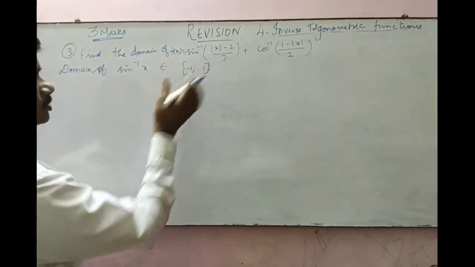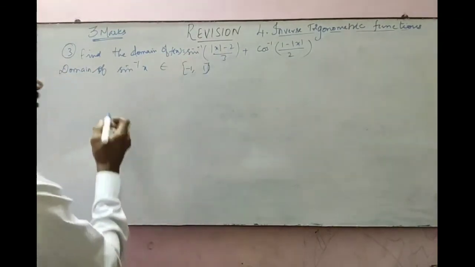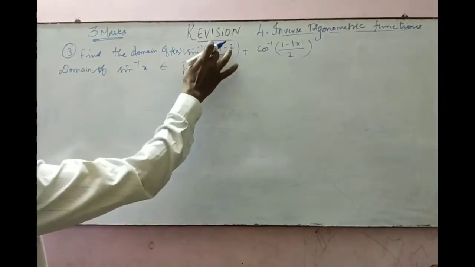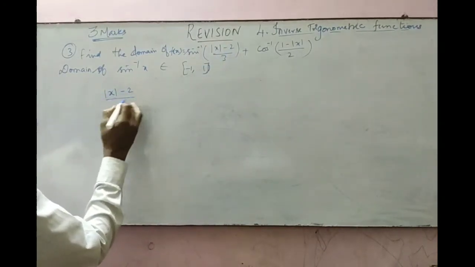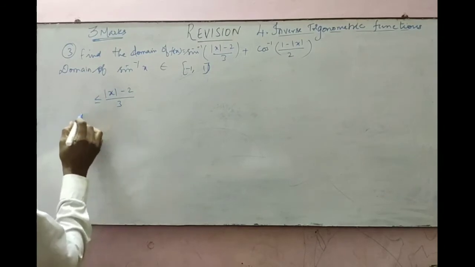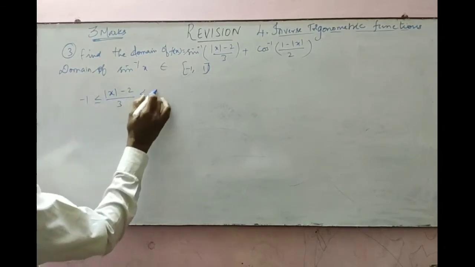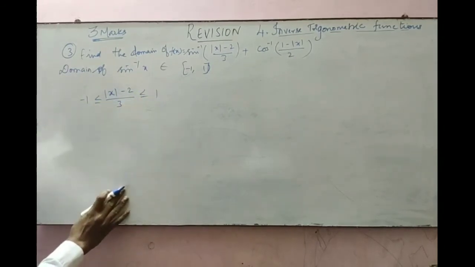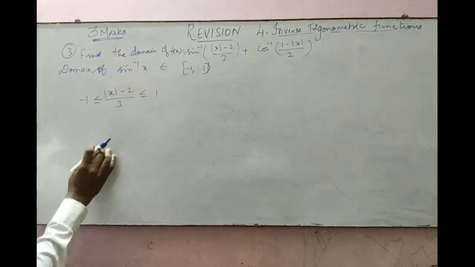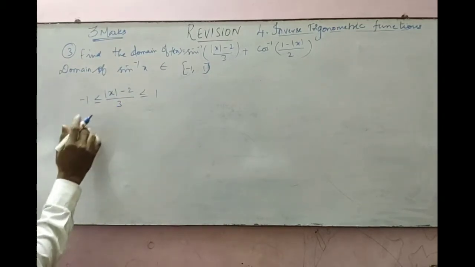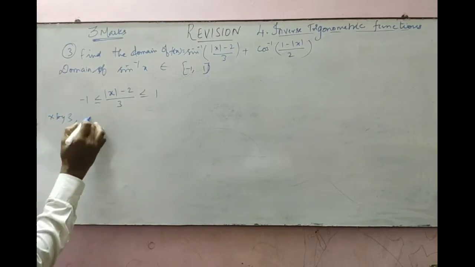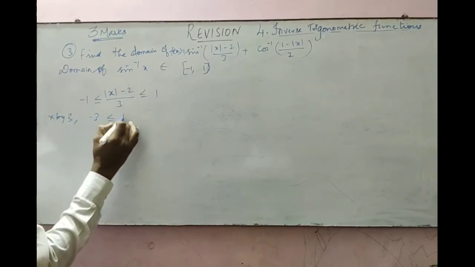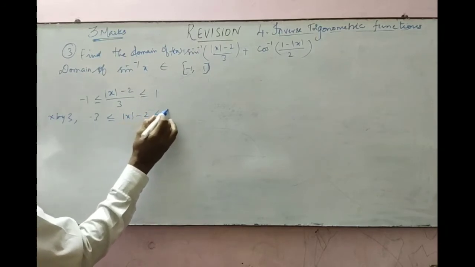So I am going to consider this first. Sin inverse of modulus of x minus 2 by 3. So modulus of x minus 2 divided by 3 lies between minus 1 to plus 1. I have to get the value of x. So first I am going to simplify this. Multiply with 3. You will get minus 3 less than or equal to modulus of x minus 2 less than or equal to 3.